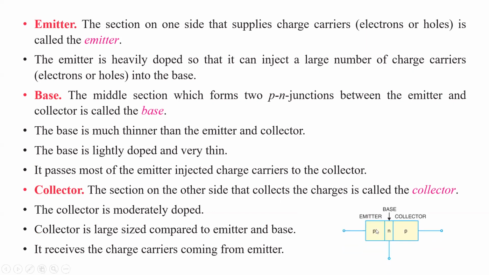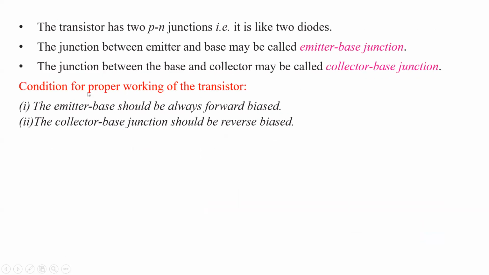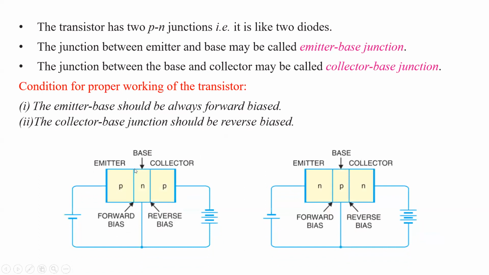Okay, so this is how emitter, base, and collector are shown in the transistor. Here I have shown the PNP transistor. Now this transistor has two p-n junctions, and we call these junctions the emitter base junction and the collector base junction. Okay, so here we call this junction the emitter base junction. The second junction is called the collector base junction.